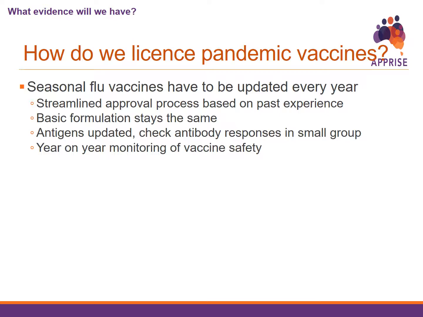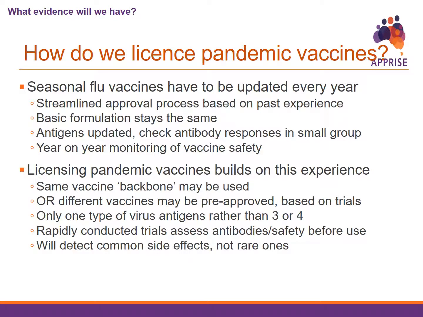We're able to go through this process every year for seasonal flu vaccines. And the process has been streamlined from a regulatory perspective because the basic vaccines used remain the same, and all that's updated each year is the flu virus antigens. Manufacturers are able to check antibody responses in small groups of individuals, and each year we need to monitor vaccine safety in the population to be sure that even this minor change does not change the vaccine safety profile.